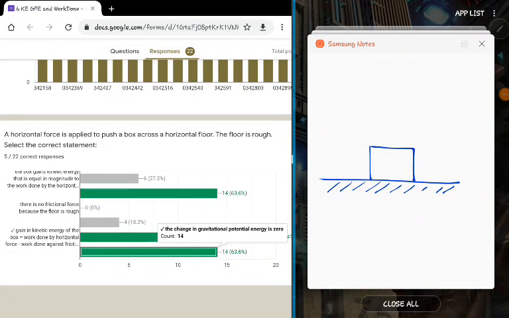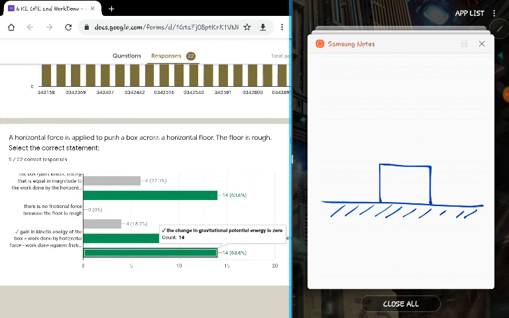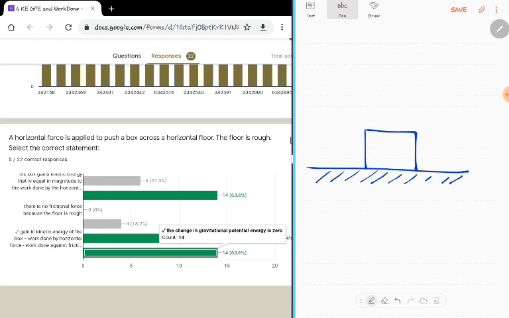Right, I'm making this video to clarify one of the questions in the previous quiz, which is the one shown here. A horizontal force is applied to push a box across a horizontal floor. The floor is rough. So the diagram is already drawn on the right hand side here. There's a box and a floor, and the floor is rough.